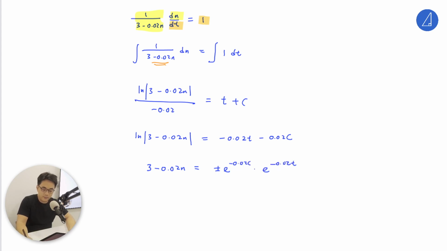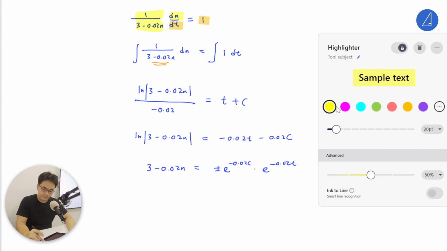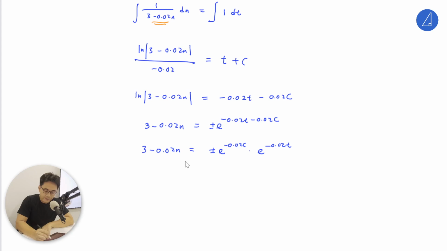So when you open this up, maybe I just don't skip steps. Then from here, you get this is your A. These are the constants, we group them together. So 3 minus 0.02N equals A e^(-0.02t).